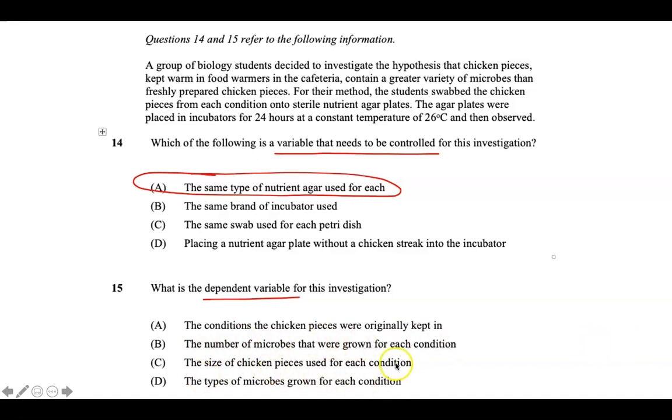The size of chicken pieces used for each condition doesn't really matter. It doesn't really affect our experiment. Certainly not the dependent variable. We're not measuring the size of the chicken originally, but the types of microbes grown for each condition is what we're looking at.